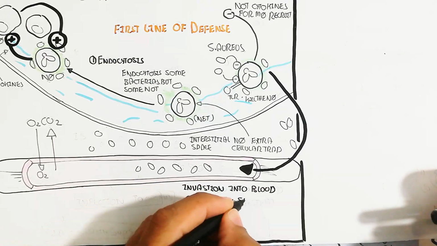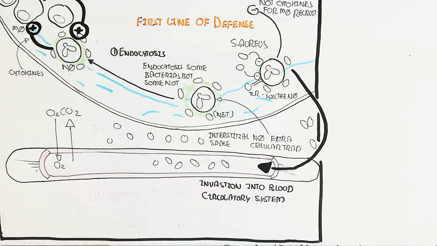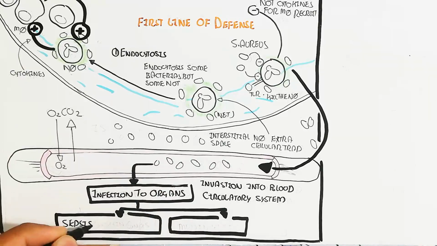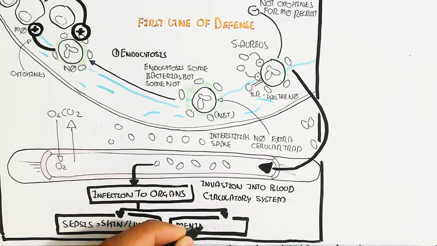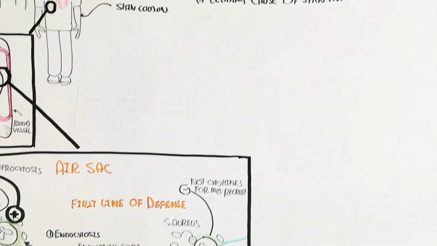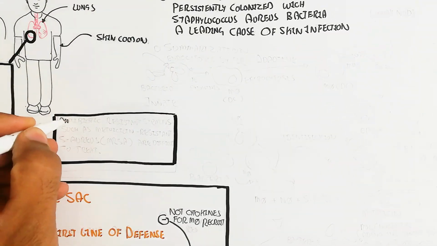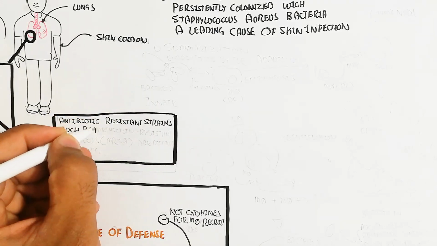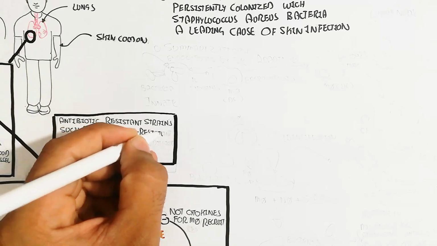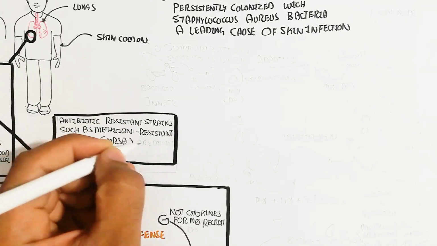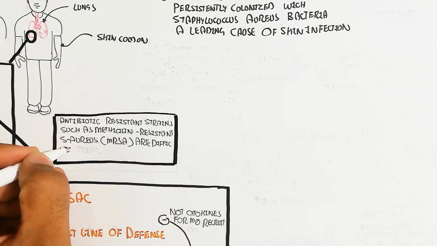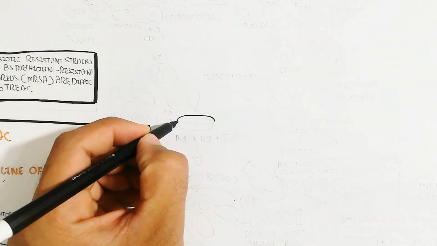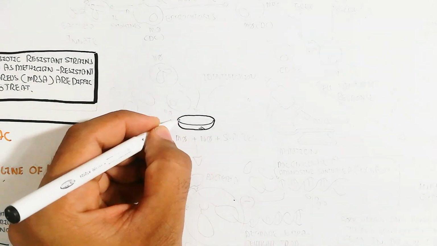Invasion into the blood circulatory system leads to further progression of the disease as an infection of organs, creating sepsis in skin as well as lung, while meningitis can also occur through the progression. Antibiotic resistant strains such as methicillin resistant S. aureus, MRSA, are difficult to treat. In this way the infection progresses and the neutrophil is killed by the bacteria.